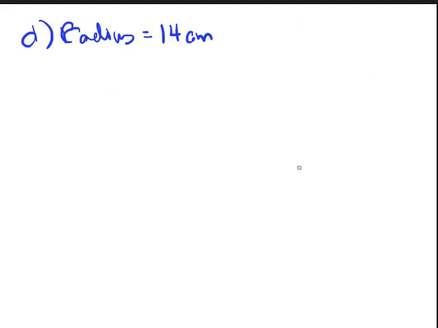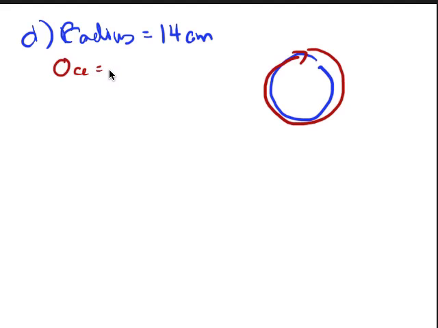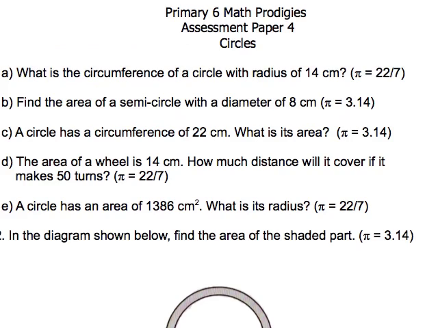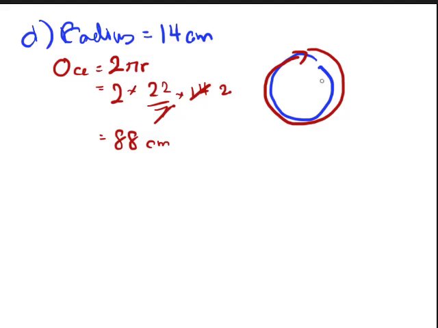So the distance it covers, imagine a wheel, okay? The distance it covers is actually the same as its circumference. So we need to find out the circumference first, right? Circumference equals 2 pi r. We take 2 times pi, which is 22/7, and your radius is 14. In this case, you cancel here, and you have 88 cm. Okay, 88 cm per turn.